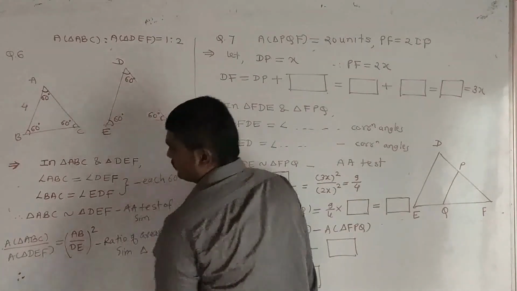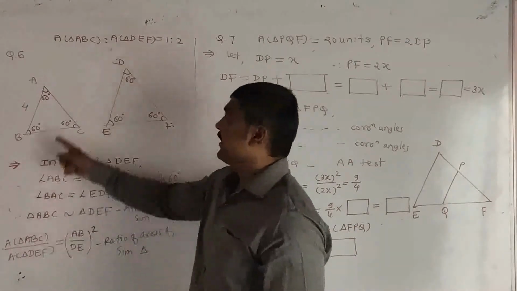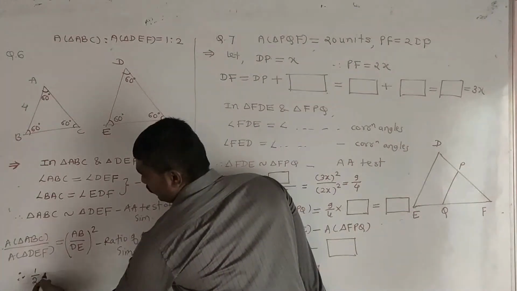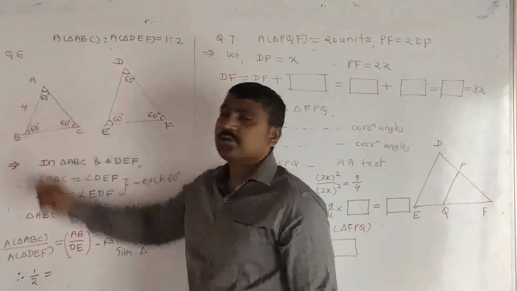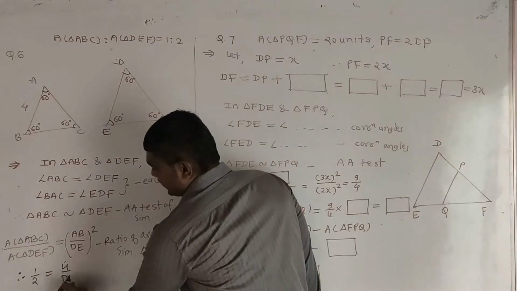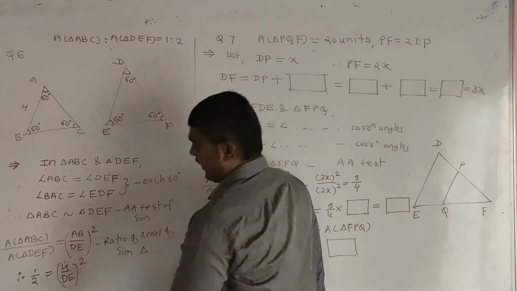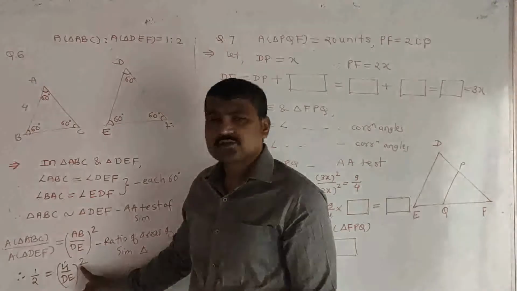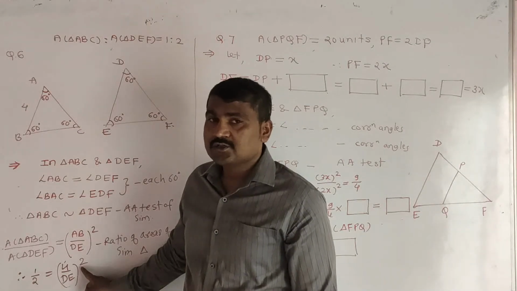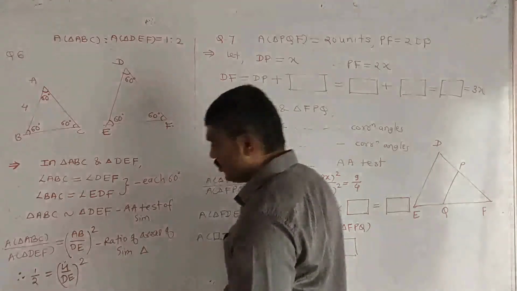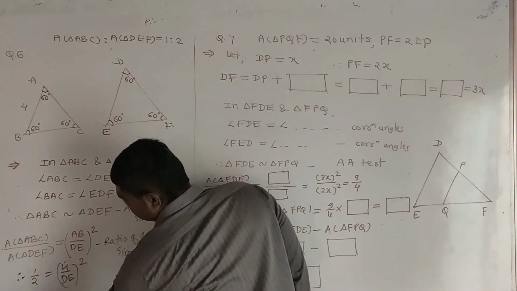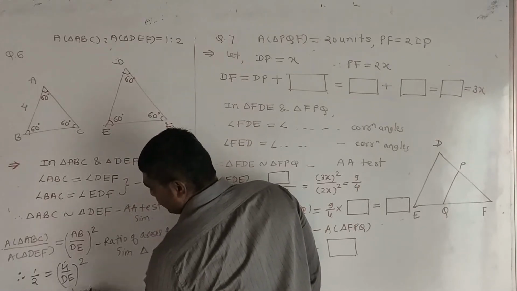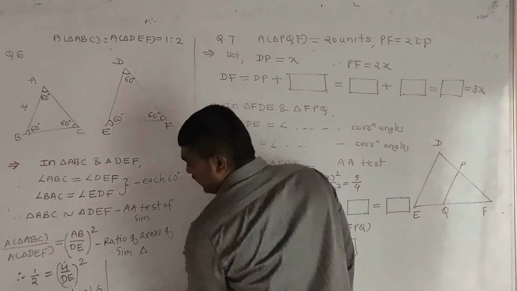Now put in their values. Area of triangle ABC upon area of triangle DEF is given as 1 upon 2. So I am writing here 1 upon 2, equals AB, the value of AB is given as 4, upon DE, squared. Now how can we find the value of DE? This is a square. We need to cancel this square. So how can we cancel it? By taking the square root on both sides.